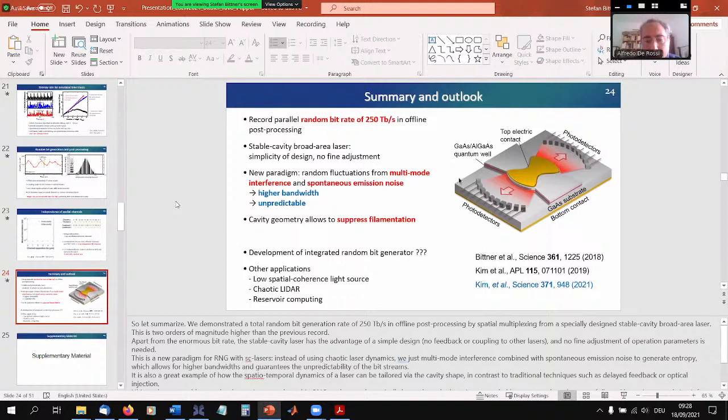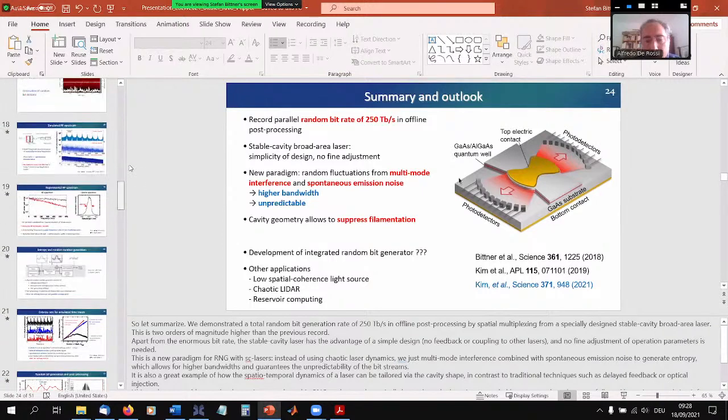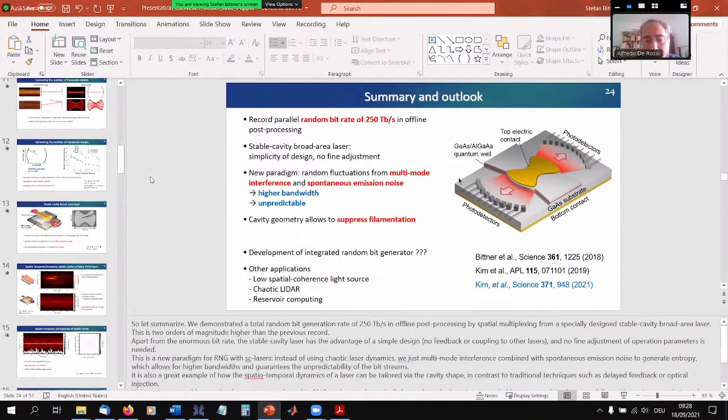I can. Yeah, I just have a quick question for Stefan. You said that there is a suppression of filamentation associated to your design of the cavity. So in semiconductors, we know that the filamentation is driven by the anti-guiding factor. Could you comment on that?